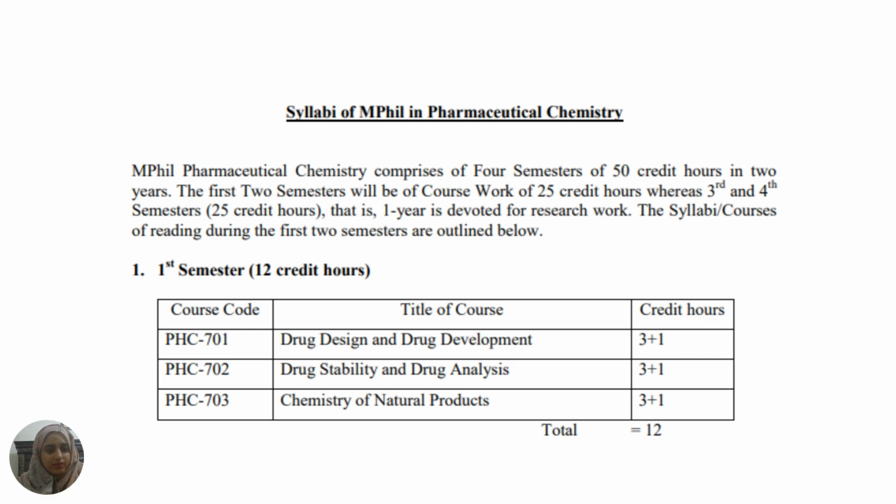So the subjects which are included in the first semester are drug design and drug development, which has a credit hour of 3+1, drug stability and drug analysis, which has a credit hour of 3+1, and chemistry of natural products, which also has a 3+1 credit hour, which goes for 12 credit hours for the first semester.